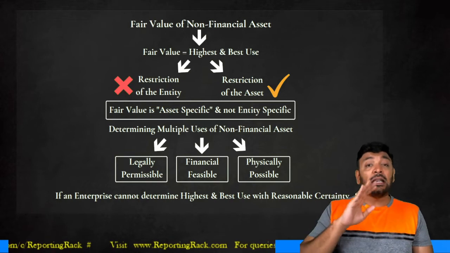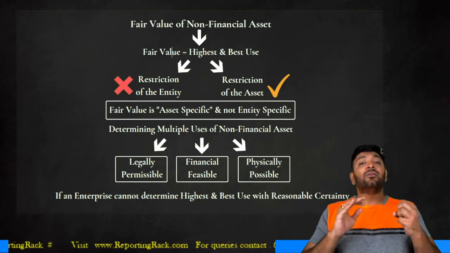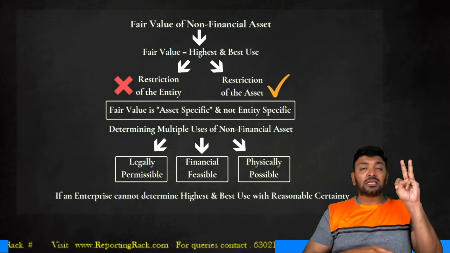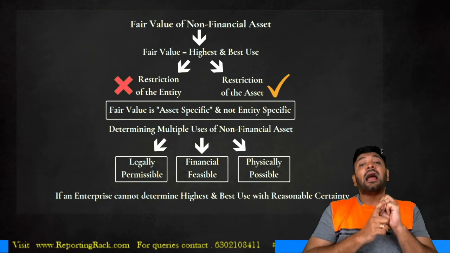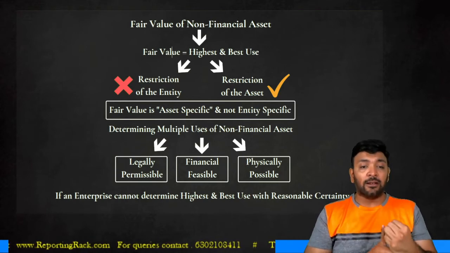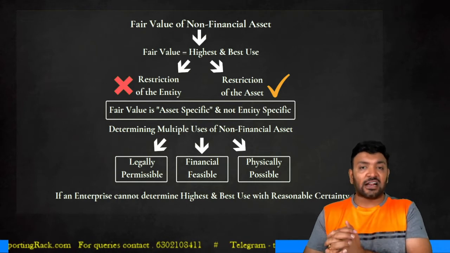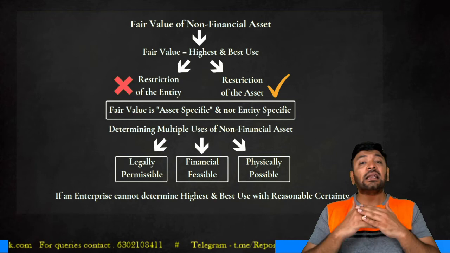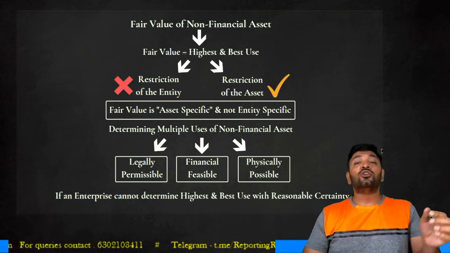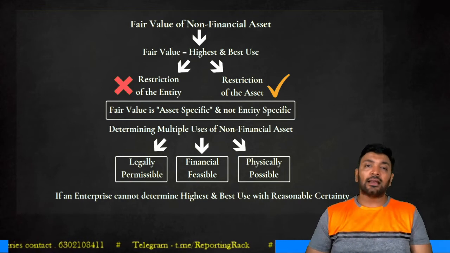In determining multiple uses of the asset, each enterprise has to assess three things: whether the use is physically possible, whether it is legally permissible, and whether it is financially feasible. If you cannot determine multiple uses of a non-financial asset, then in such a case, the current use of the asset, that is, the purpose for which the asset is currently used, should be considered as the highest and best use. Clear?